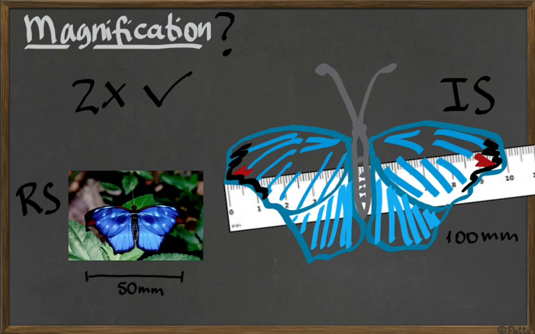But for you to calculate, basically what you do is divide image size by real size using the same units. So here both are in millimeters. So you have 100 millimeters divided by 50 millimeters, and that equals 2. So that's how we do it.